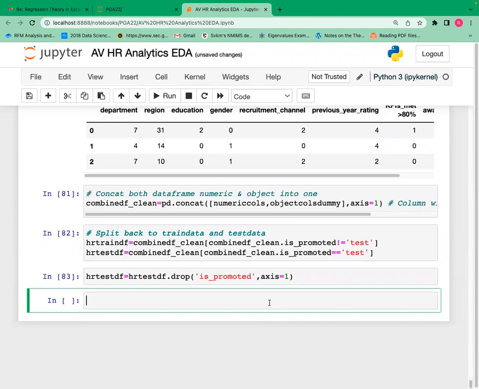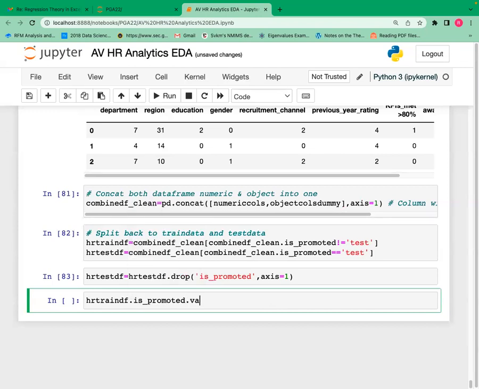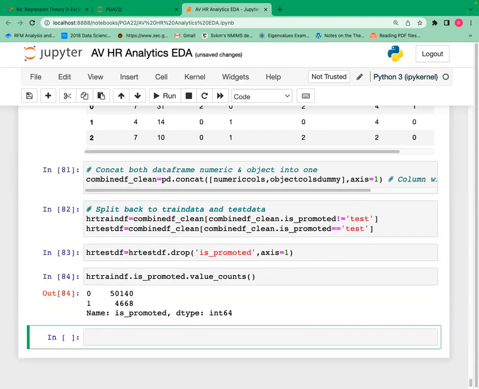So in the HR analytics file, the dependent variable is is_promoted. It indicates whether the employee is recommended for promotion or not. 0 means no, 1 means yes.